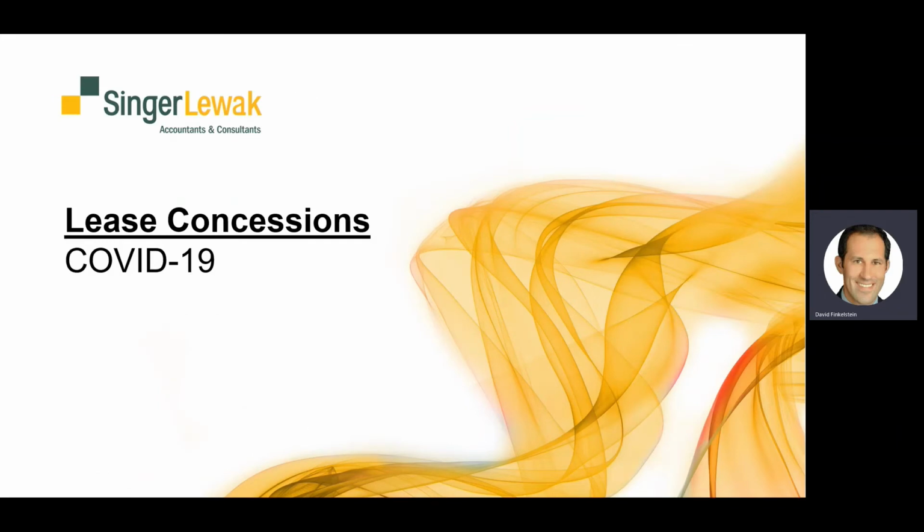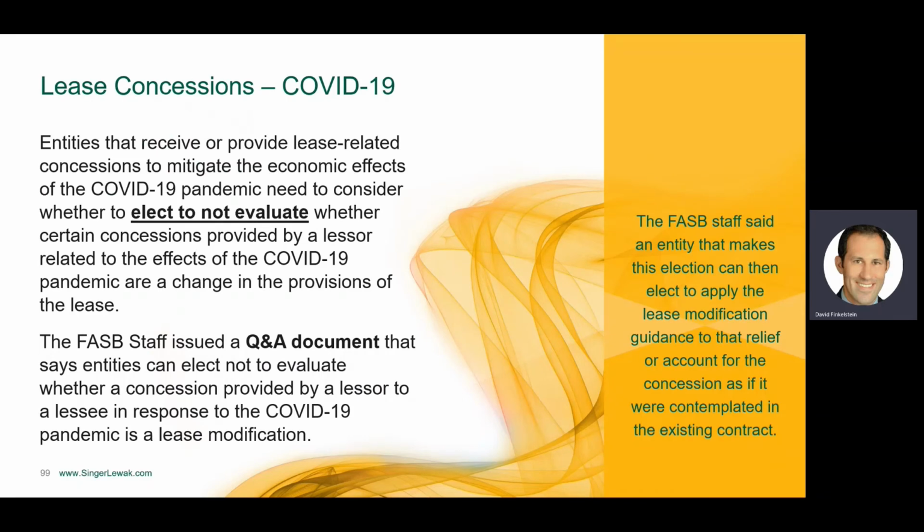For lease concessions, especially as it relates to COVID-19, if an entity receives a lease-related concession to help mitigate the economic effects of COVID-19, you need to consider whether or not to elect to not evaluate those concessions provided by the lessor as a change in the provisions of the lease. The FASB staff issued a Q&A document that states that entities can elect not to evaluate whether a concession provided by the lessor to the lessee in response to COVID-19 is considered a lease modification. The FASB staff basically said that an entity that makes this election can elect to apply the lease modification guidance to that relief or account for the concession as if it was contemplated in the existing contract itself. So it eases the process of evaluating lease modifications through concessions related to COVID-19.